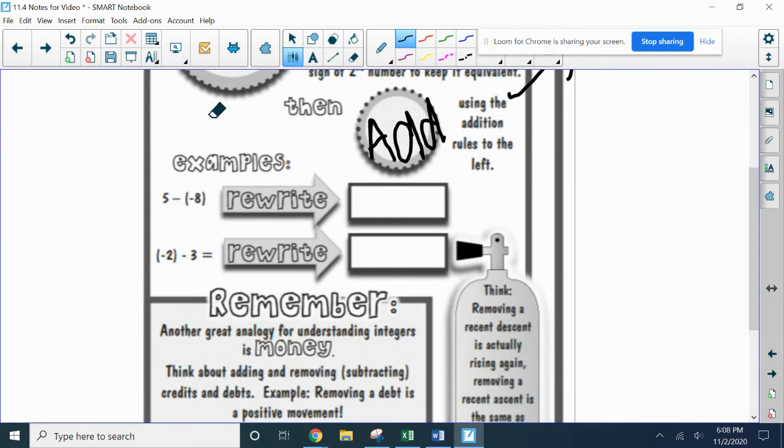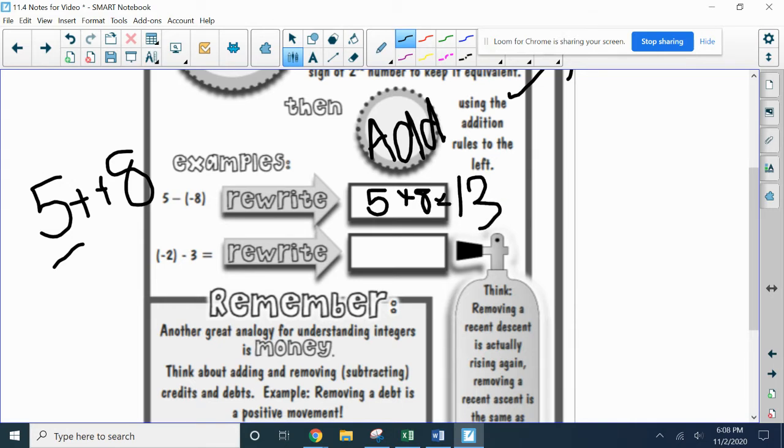All right, and our examples. So I'm going to write these bigger. I have keep 5 minus negative 8. So we're going to keep this 5, change the subtraction to addition, and change that negative to positive. So keep, change. And then we have 2 positives, so 5 plus 8 equals 13.